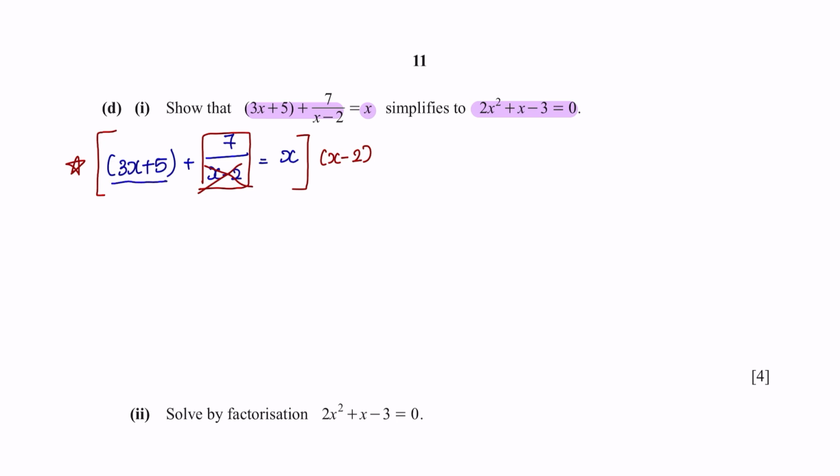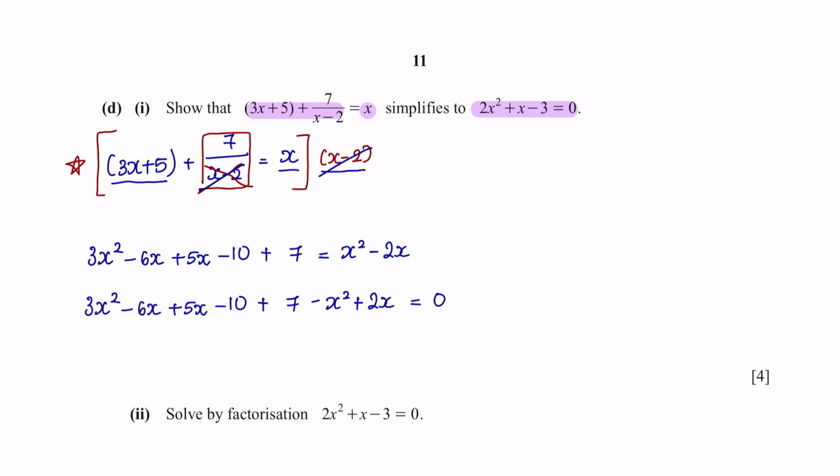So 3x plus 5 multiply x minus 2 will give you this, plus 7 over x minus 2 multiply x minus 2. We can just cross it out, leaving us with 7 equal to x multiply with x minus 2, which will give us x squared minus 2x. Now we'll rearrange everything to the left side like this. And solving the similar terms, you will be left like this, which simplifies to 2x squared plus x minus 3.